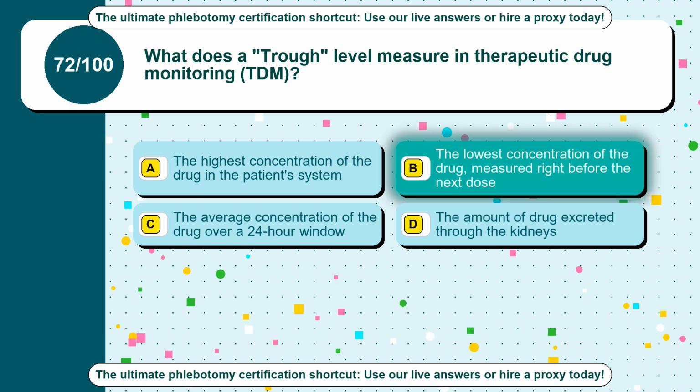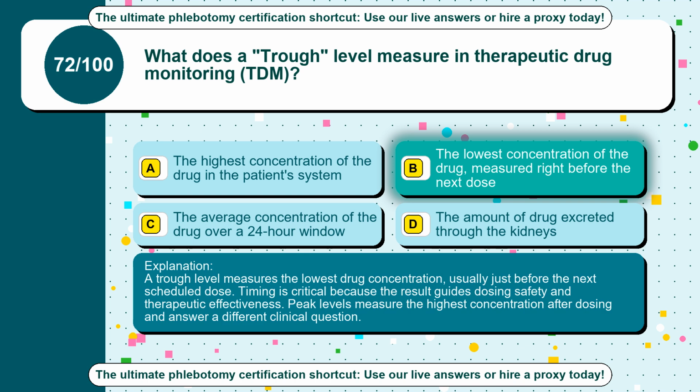The correct answer is option B, the lowest concentration of the drug, measured right before the next dose. A trough level measures the lowest drug concentration, usually just before the next scheduled dose. Timing is critical because the result guides dosing safety and therapeutic effectiveness. Peak levels measure the highest concentration after dosing and answer a different clinical question.